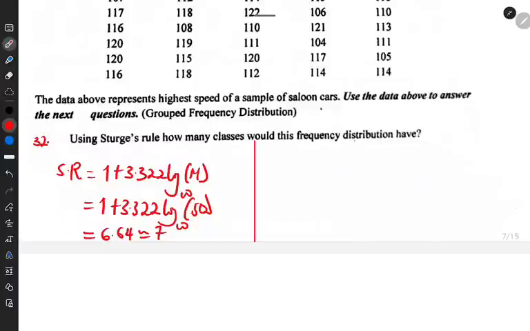Most times, when we get a decimal part for the number of classes, we round to the nearest whole number. If the decimal part is greater than 0.5, then you round up to the nearest whole, but if it's less than 0.5, then you leave it at that whole number. So on approximation, we're supposed to have 7 classes. Let's take note of that. That should be the answer for 32.